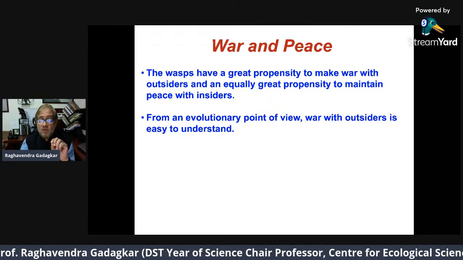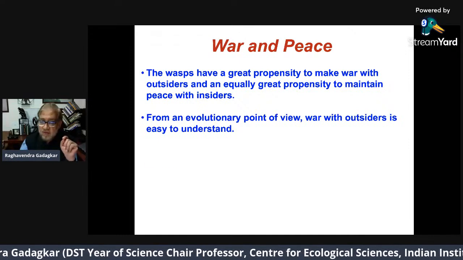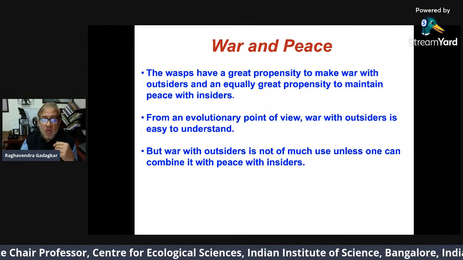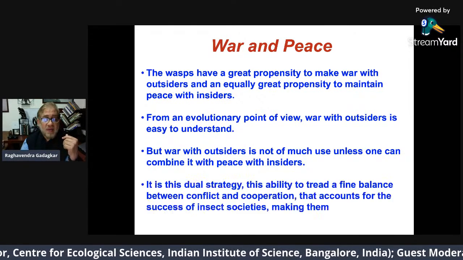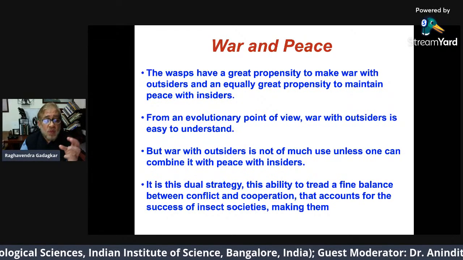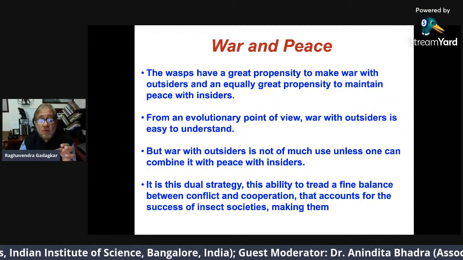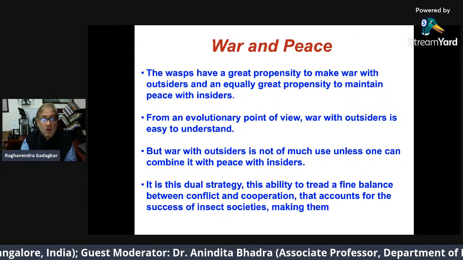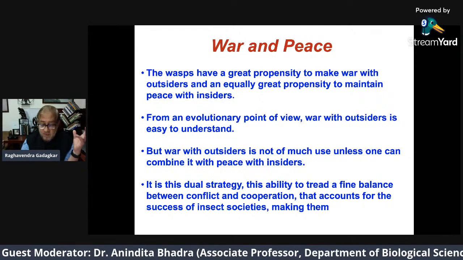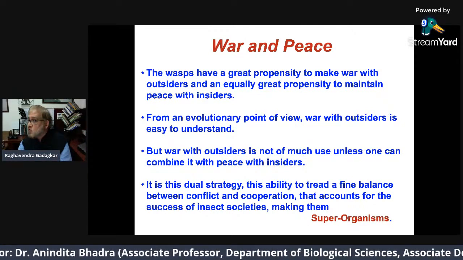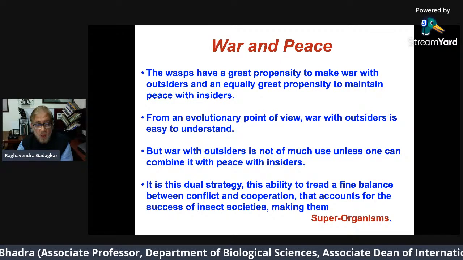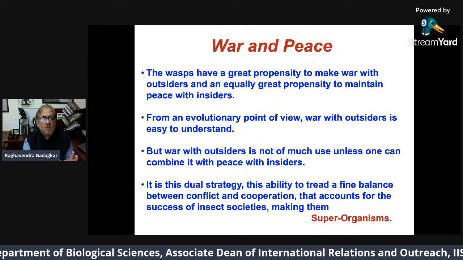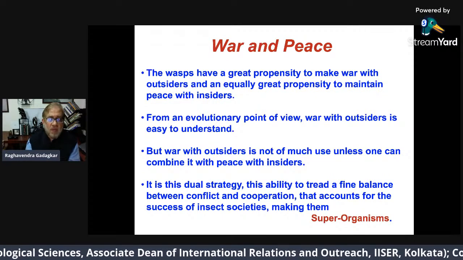From an evolutionary point of view, war with outsiders is easy to understand. But war with outsiders is not of much use unless you can combine it with peace with insiders. And I think it is this dual strategy, this ability to tread a fine balance between conflict and cooperation, that accounts for the enormous success of insect societies, which is why we call them superorganisms. This is the summary of one strand of research in my group.